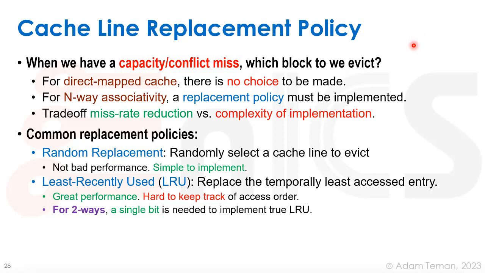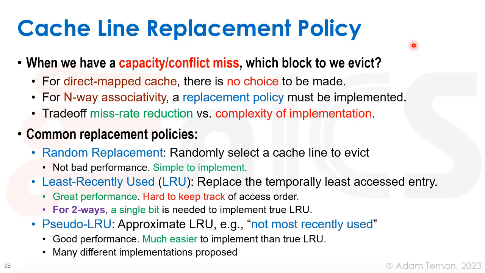But if we really only have two ways, so we only have two places in each set, we can use a single bit to implement true LRU. Every time we access a certain cache line, we toggle that 1 bit showing that this was accessed most recently, and we reset the other one's bit, so it was the older one.